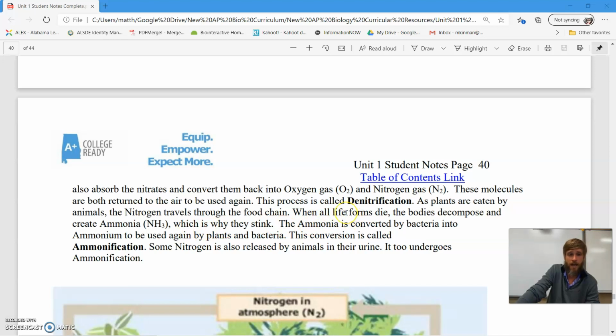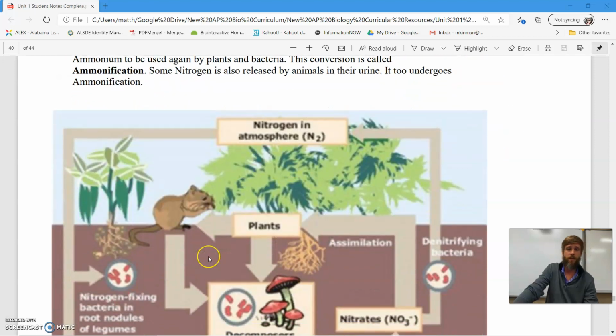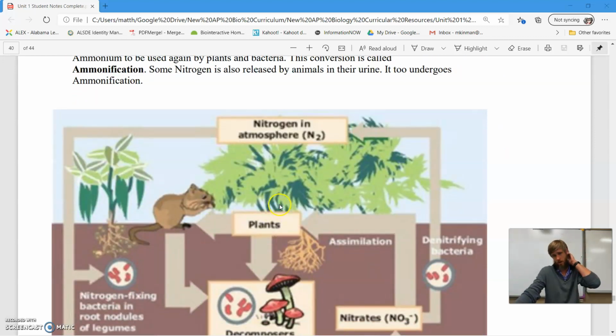As plants are eaten by animals, the nitrogen travels through the food chain. When all life forms die, the bodies decompose and create ammonia, which is why they stink. The ammonia is converted by bacteria into ammonium to be used again by plants. The conversion is called ammonification. I like these names. Some nitrogen is also released by animals in their urine. It too undergoes ammonification. All right, so all that is shown here in this diagram.